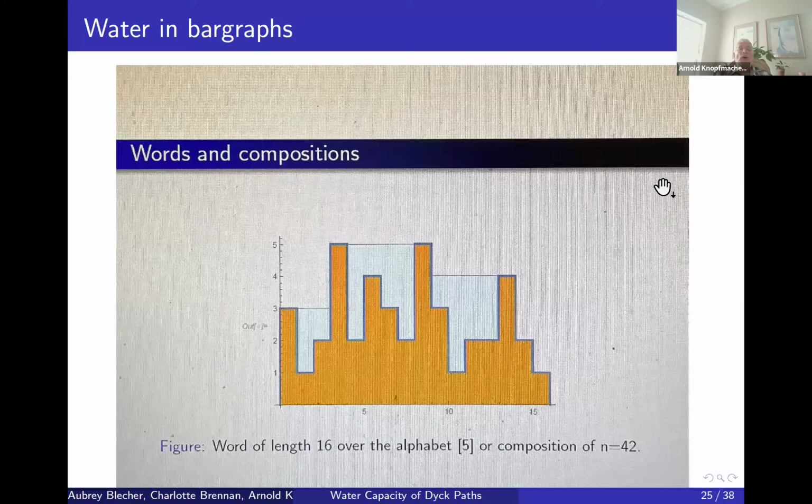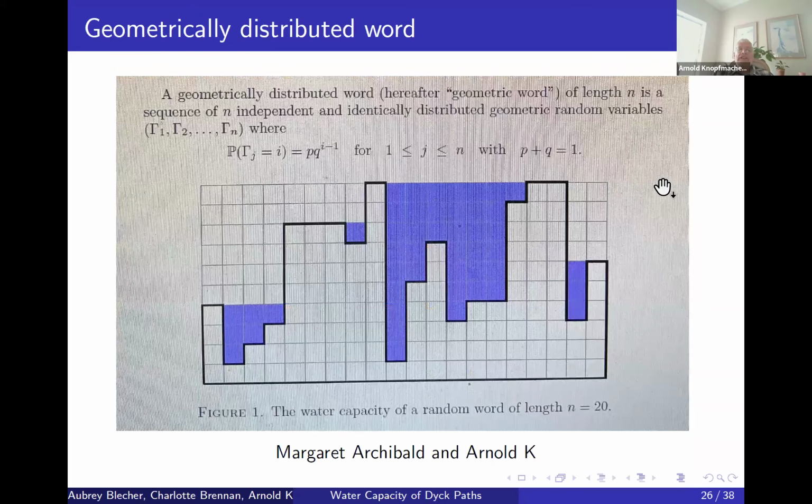Alternatively, if we think of the orange thing as being one combined area, then if we sum up the area of all the orange squares, we actually get 42. And the sum of those numbers, 42, is the sum of 3 plus 1 plus 2 plus 5, etc. And that's called a composition of n. And as this picture shows, you can certainly pour water into words or into compositions and get water problems to study for that too. Here's yet another example where one can study water.